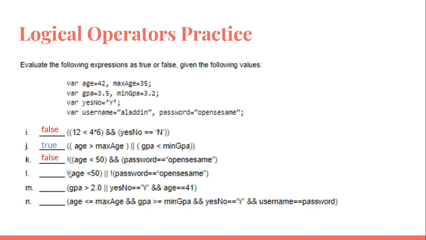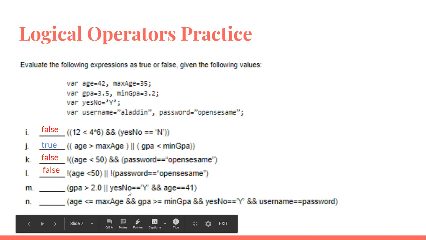On the next one, notice that the negation is not across the whole thing, it's on each part. So 42 is less than 50, true, it becomes false. Password is equal to open sesame, it's true, it becomes false. And I get false or false, which gives me false.